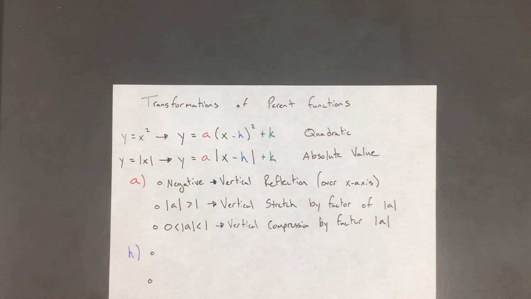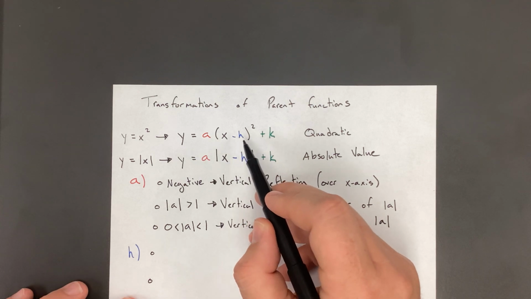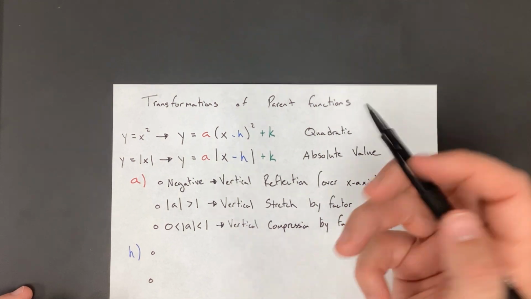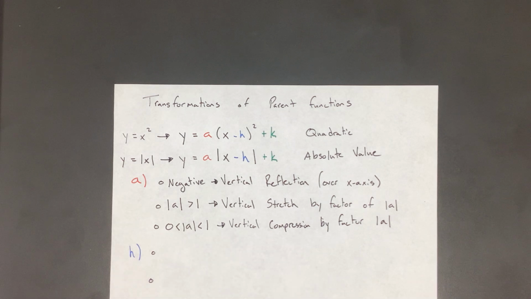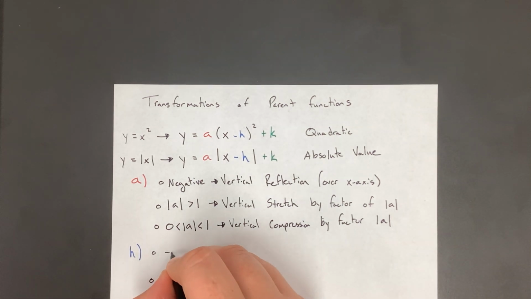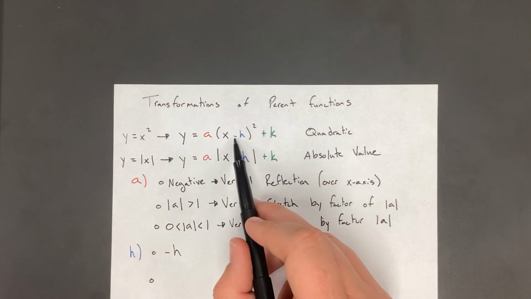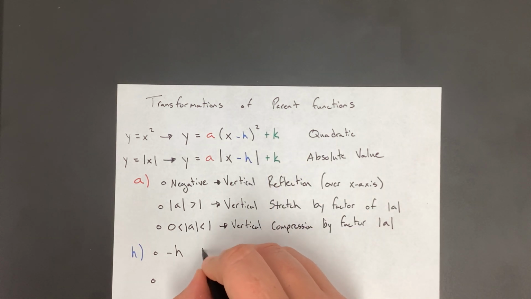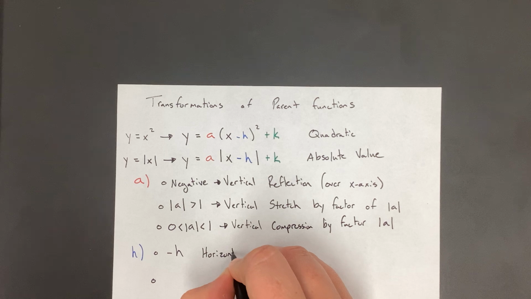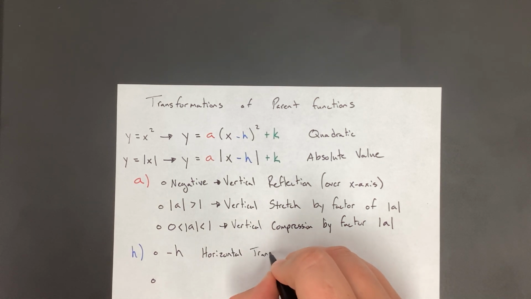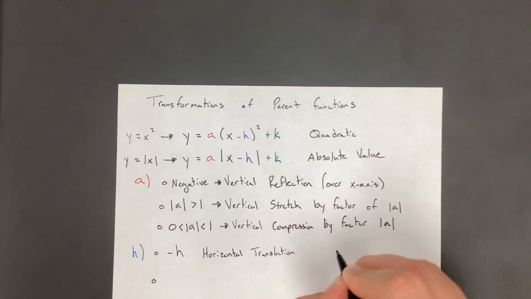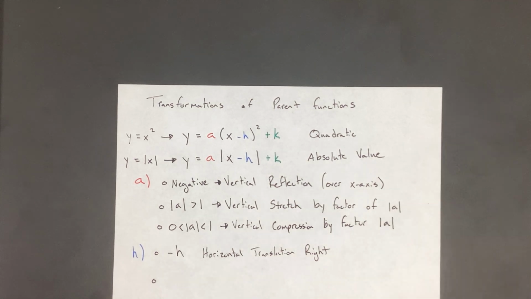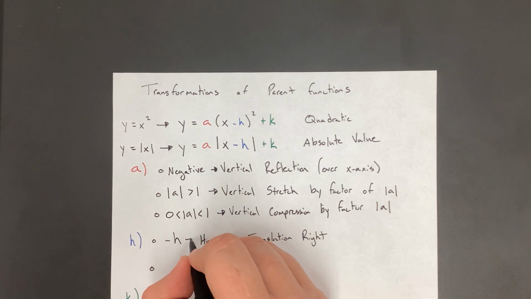Okay, the next part is our h, and notice in here we have a minus h. There's a couple different ways to look at it. I'm just going to lay it out straight where we want to think of the opposite sign. A lot of times I tell people to change the sign when we think about what h is going to do. But both of them are going to be translations. So if we have a minus h, because that h is positive, we're subtracting a positive number, then we are going to have a horizontal translation right.